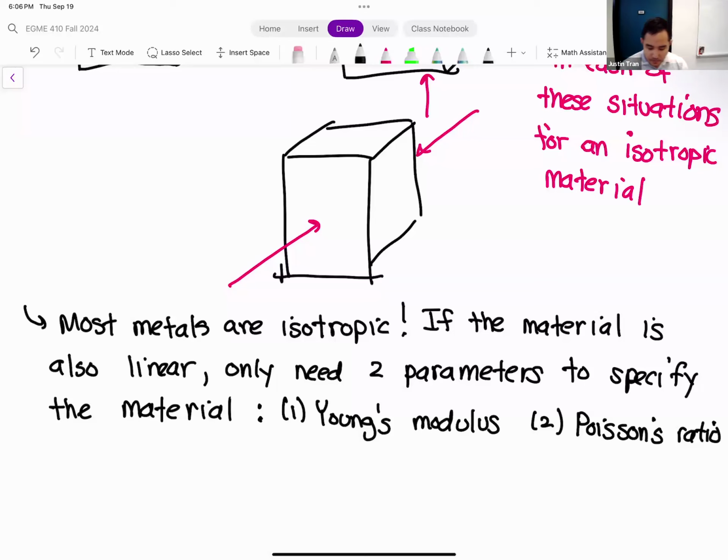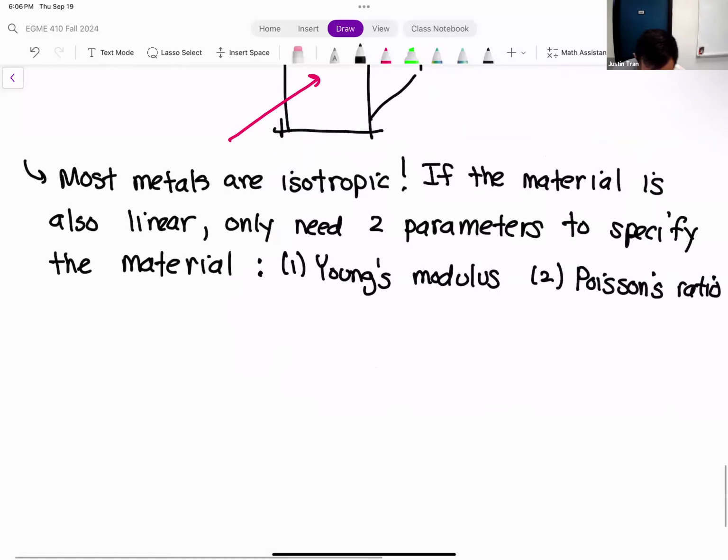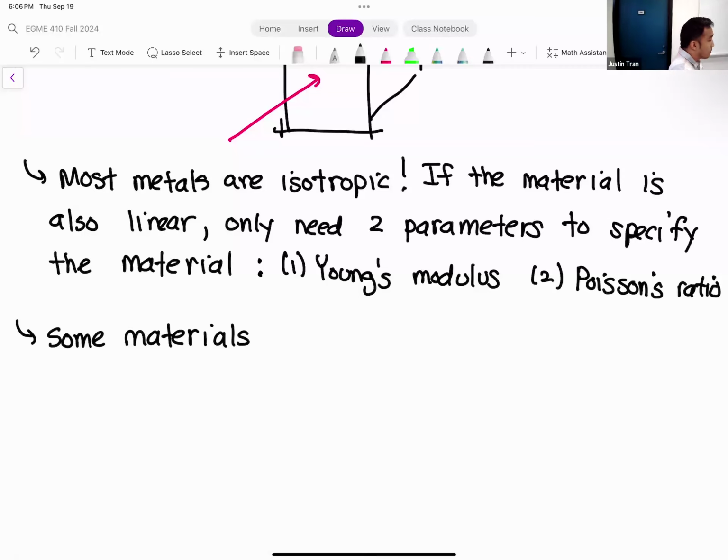Okay. So let's talk about what if you don't have an isotropic material? Some materials will exhibit different amounts of strength or different rigidity in different directions depending on how you load it.